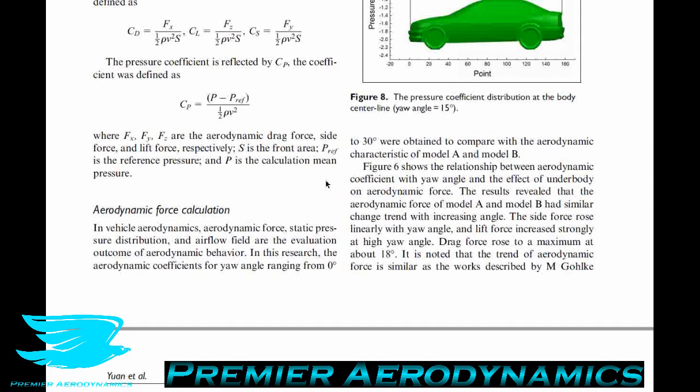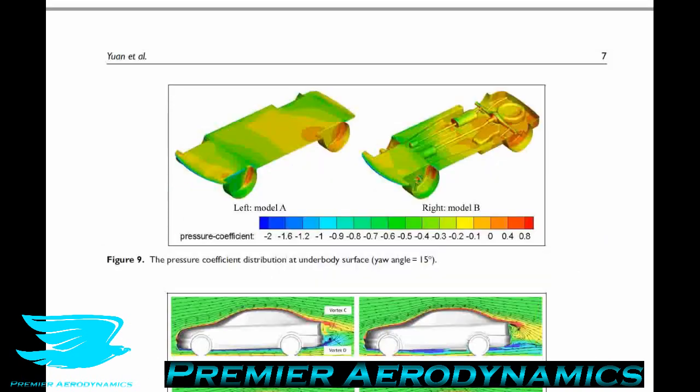Now let's move on back to figure 9. It shows the pressure coefficient of the underbody. And this is quite interesting. This is where we can see the effects of this rough underbody on this pressure.